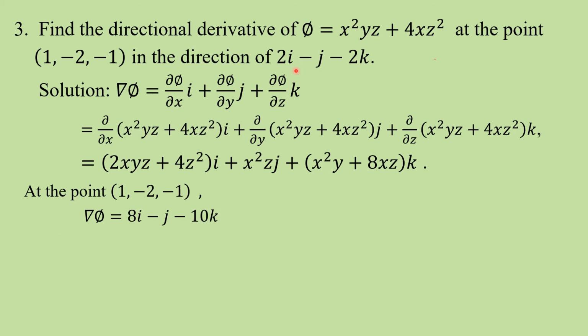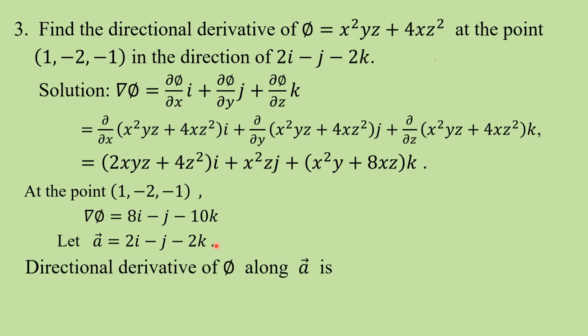So what is the vector a now? Let me denote this as vector a, 2i - j - 2k. So the magnitude of vector a we have to find. Then we can substitute that in the formula. Directional derivative of phi along vector a is del phi dot vector a by magnitude of vector a. So the dot product between two vectors, we know that it is the sum of the products of corresponding components, a1 b1 plus a2 b2 plus a3 b3.